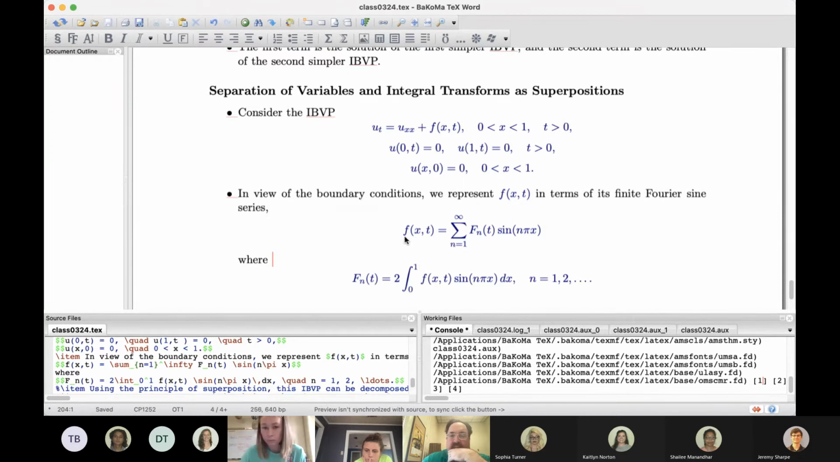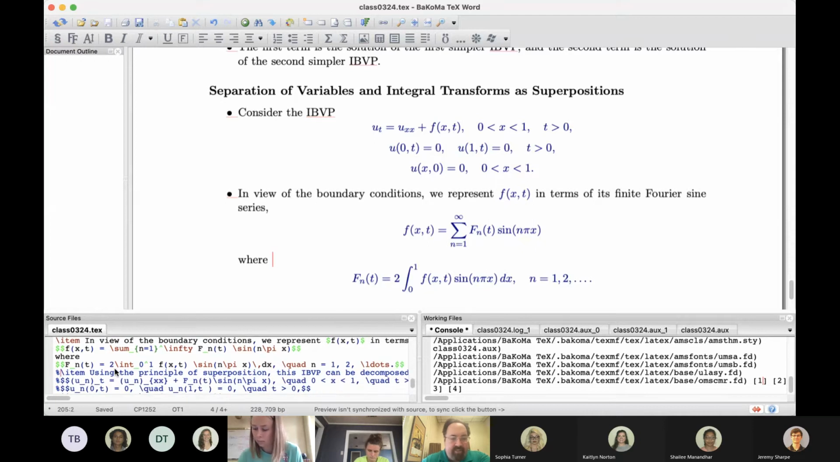So let's suppose that I express my source term, f of x,t, as a Fourier sine series. Now, because little f depends on t, my coefficients, capital Fn, must also depend on t, because the Fourier transform only covers the x dependence. So here is how I would take the finite Fourier sine transform, by working out these integrals for whatever little f I have. So here too, I can apply the principle of superposition by decomposing the source term.